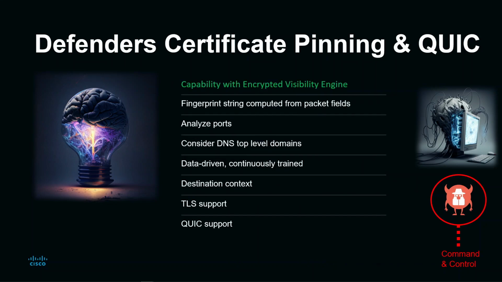Now with the capability, we're looking at things like fingerprint string computed from the packet fields. We're going to analyze ports, consider DNS top-level domains. We've got data-driven, continuously trained models. You've got that destination context, right? If you're going to a destination that's bad, then most likely you're bad. TLS and QUIC support.